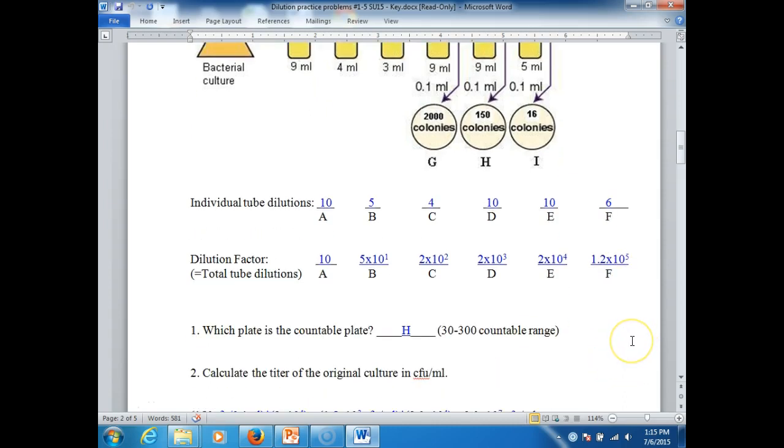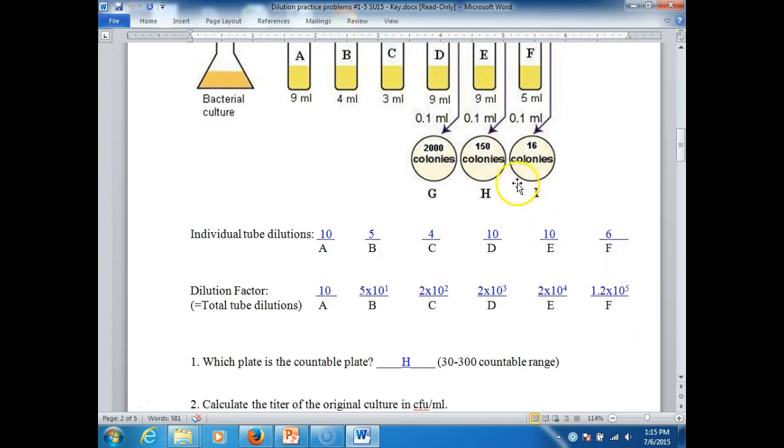Okay. Which plate is countable? H, because it's between that range, right? Remember that range of 30 to 300. So we know that's the first bit of information we need, right? Is the colony count. What's the next bit of information we need for calculating concentration? The amount transferred from the tube to the plate, right? In this case, 0.1. So this one really matters, this volume, right? And what do we do? We take 150 and we divide by 0.1, right?